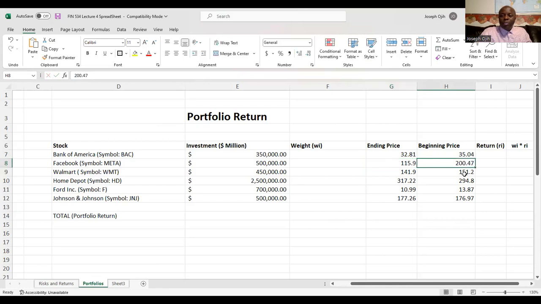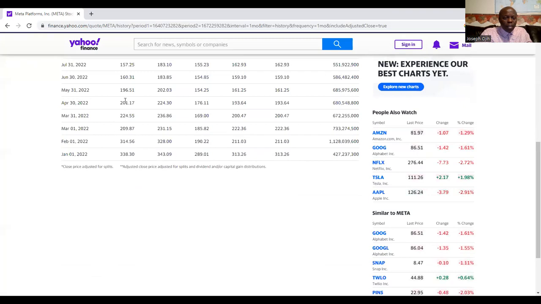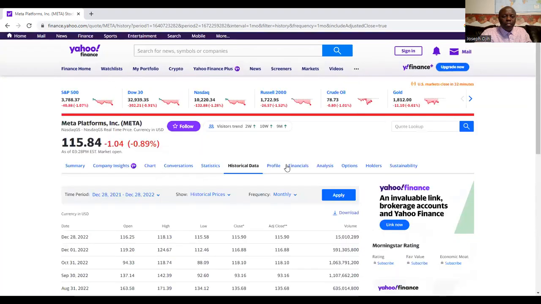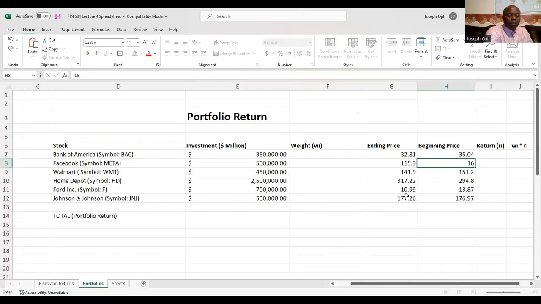And the beginning price, which is the price during March of this year, March 31st, is 161.25 for Meta. So I'm taking the 161.25.